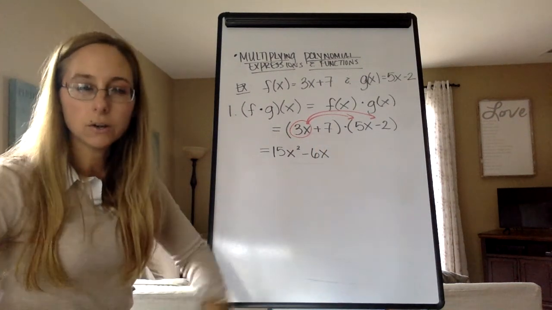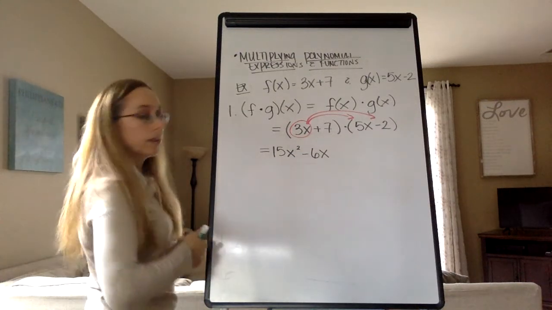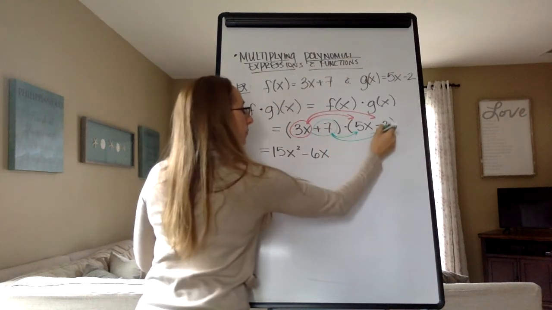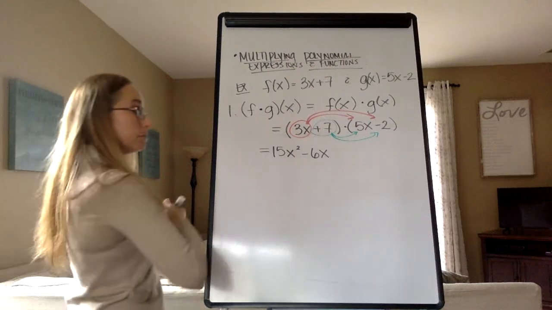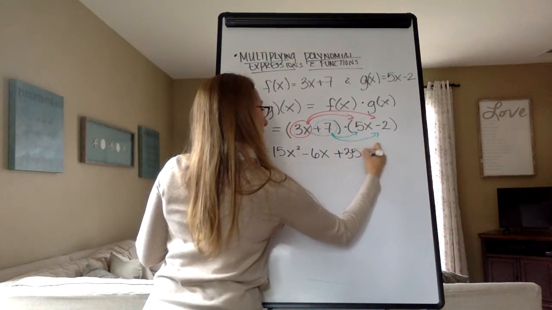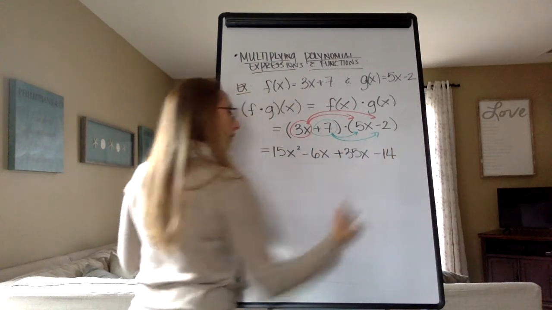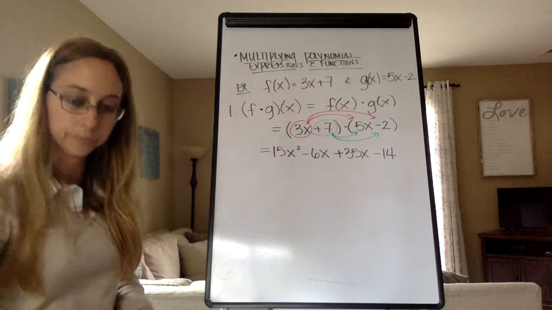And then what's the next term? 7. We'll distribute that to each term in our second polynomial. So 7 times 5 is 35, so we have plus 35x. 7 times minus 2 is minus 14. Now we'll go ahead and combine like terms.